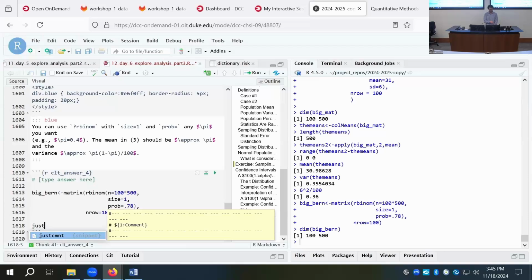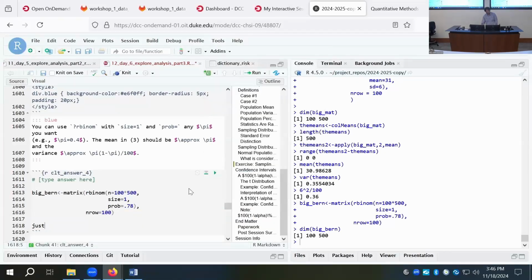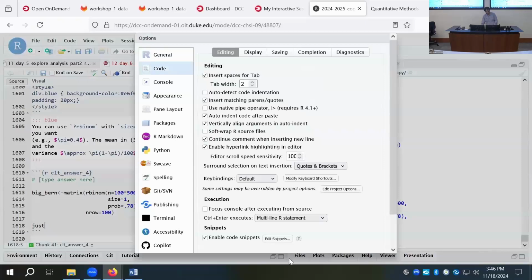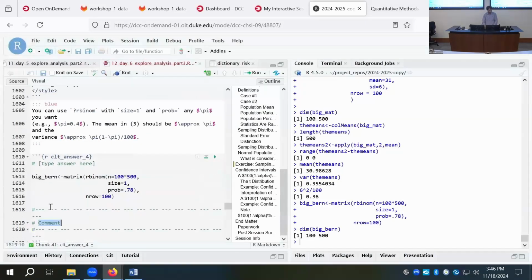What I'm doing here is using an R code snippet. It's like a fast key that I made to put something up. If people are interested, you go to Tools, Global Options, Code, Snippets, and you can make your own snippets. I like it because I can get this kind of comment thing that I like. Sorry, that's an aside, completely separate.